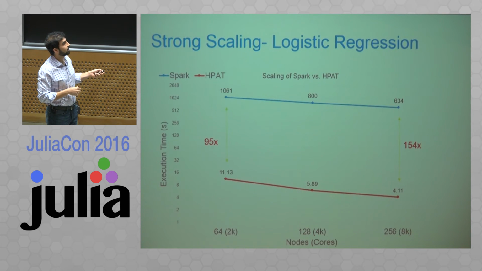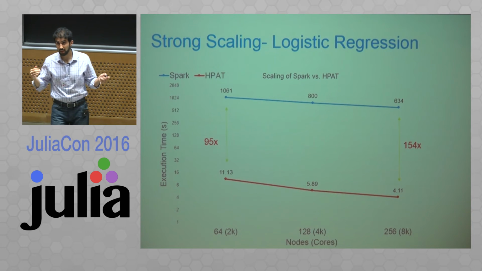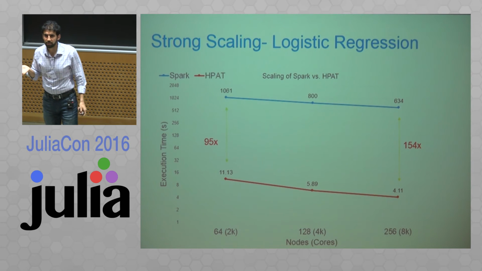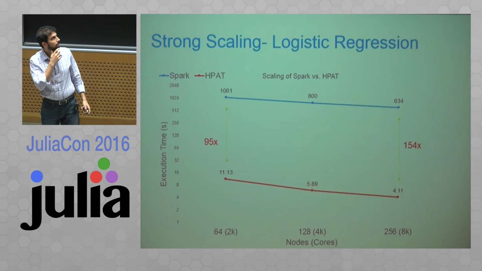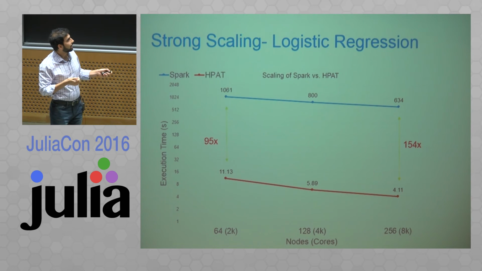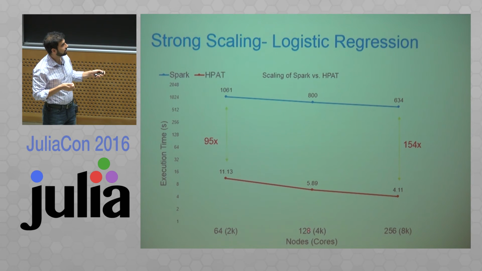Looking at scaling, going from 64 nodes of this Cori supercomputer to 256 nodes with the same data set size. I think it's 400 gigabytes or something. I don't remember the exact data sets. I think 2 billion samples. The gap even widens on this 256 nodes. HPAT takes only 4 seconds, Spark takes 600 and something seconds.